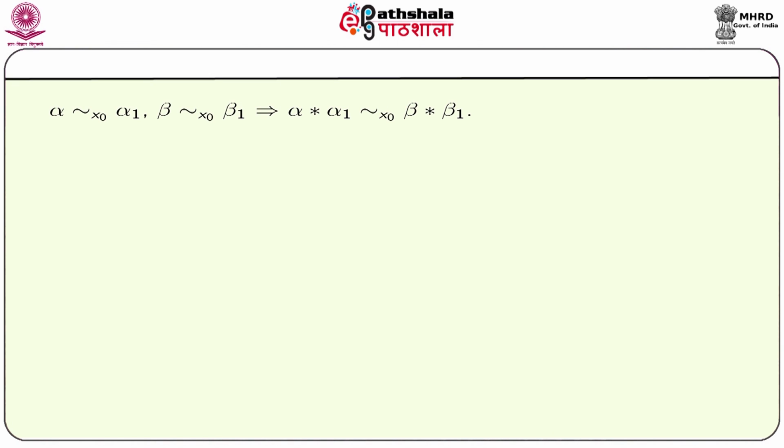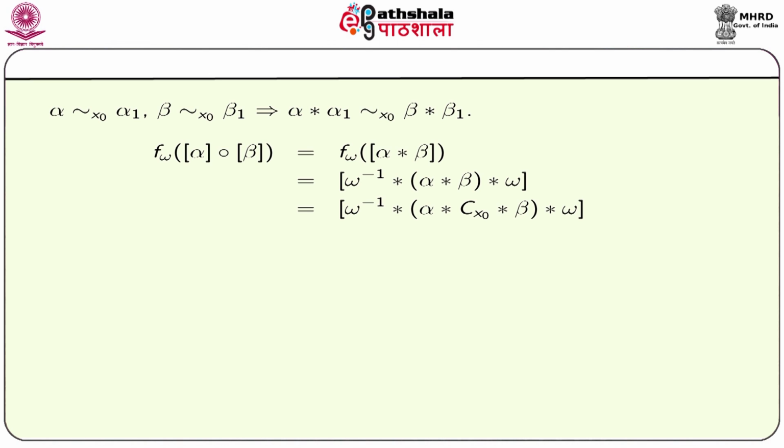Now, alpha is homotopic to alpha 1, beta is homotopic to beta 1, that implies alpha star alpha 1 is homotopic to beta star beta 1. So, now f omega of alpha class composed beta class is equal to f omega of class alpha star beta, which is class of omega inverse star alpha star beta star omega, which is equal to class of omega inverse star alpha star Cx0 star beta star omega.